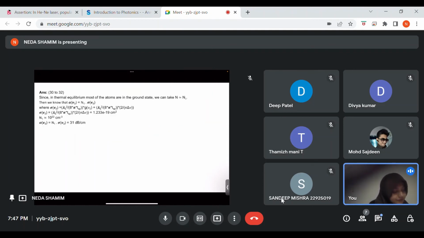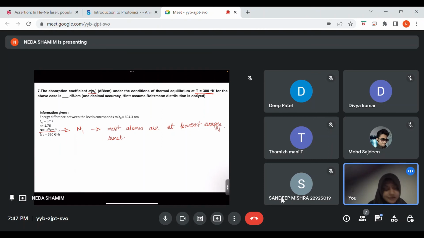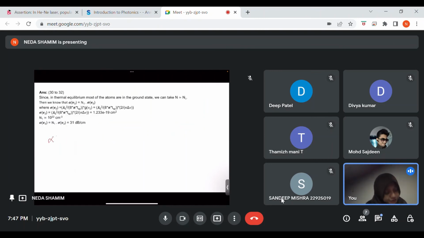What are we supposed to find? Absorption coefficient. So how do we find absorption coefficient? Absorption coefficient is related to how many atoms are there in the lowest energy level, multiplied by the absorption cross section. So for that we already have N, because the concentration, the population, was given, and we have been told it's at thermal equilibrium. So we know how much population is there in the lowest energy level. So now we have to calculate the absorption cross section.